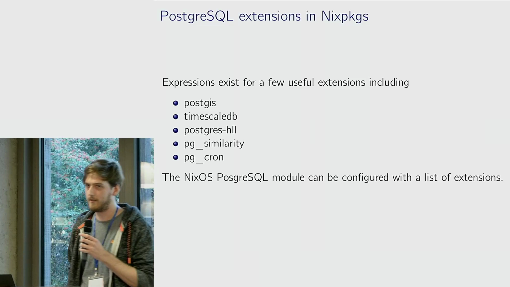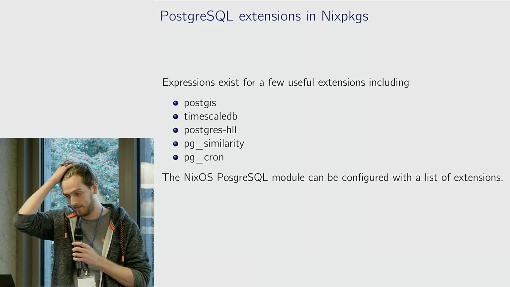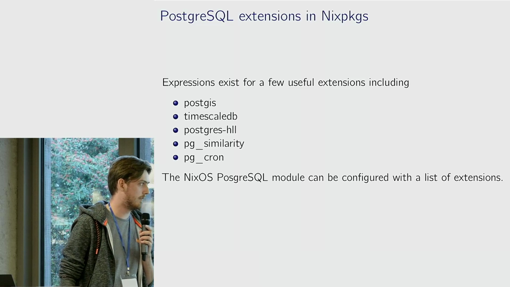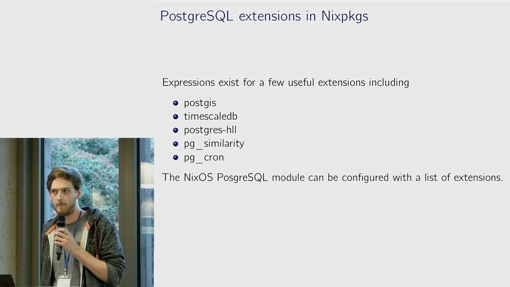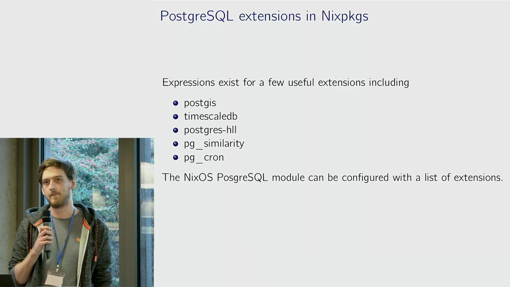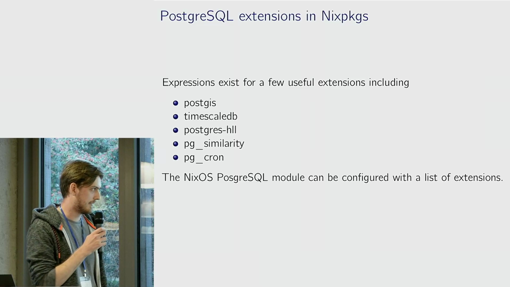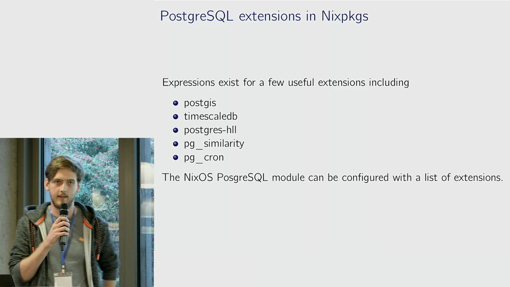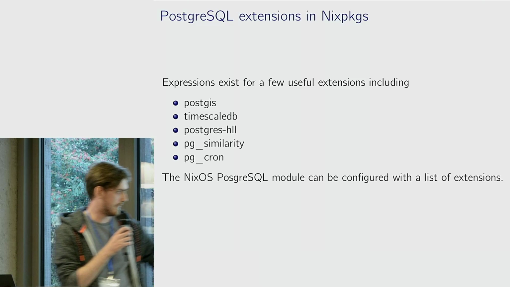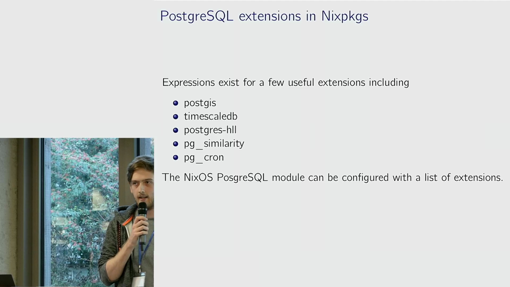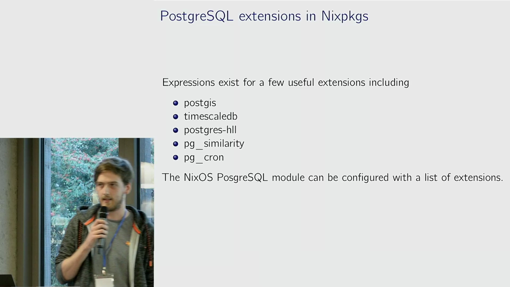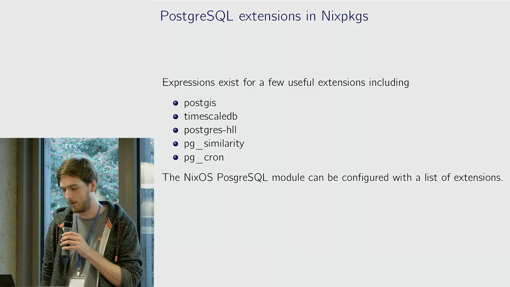So let's look at extensions in Nixpkgs. There's actually quite a few already. I was not super familiar with where they were or how to discover them. I knew PostGIS was there, but it's kind of in its own libraries directory, whereas these are in the Postgres directory. So I think maybe discoverability for something like that could be improved a bit more.